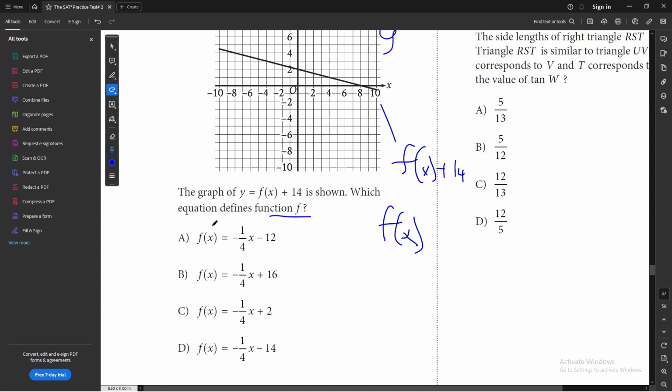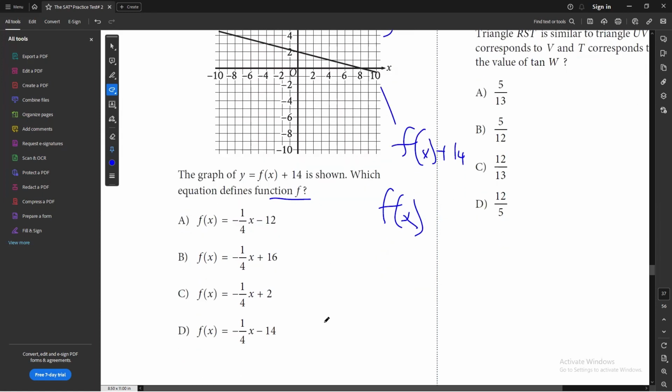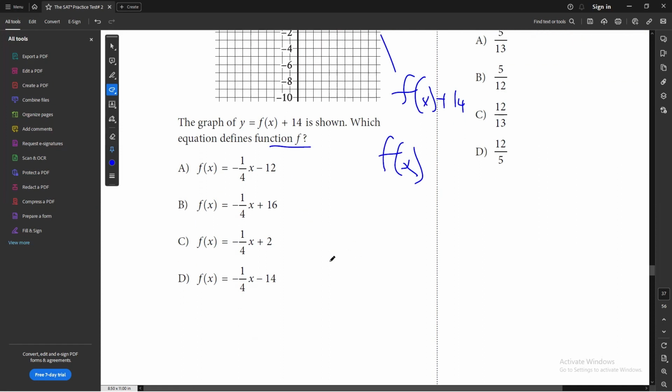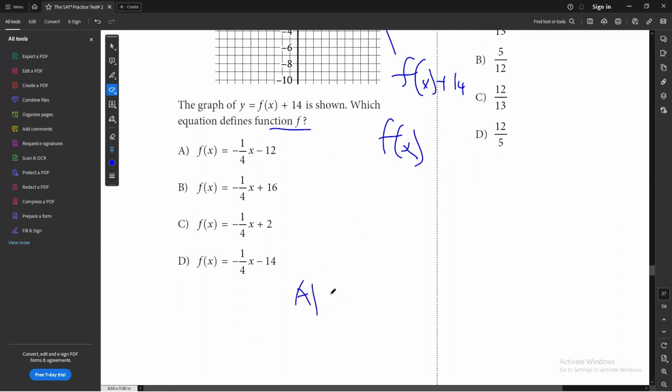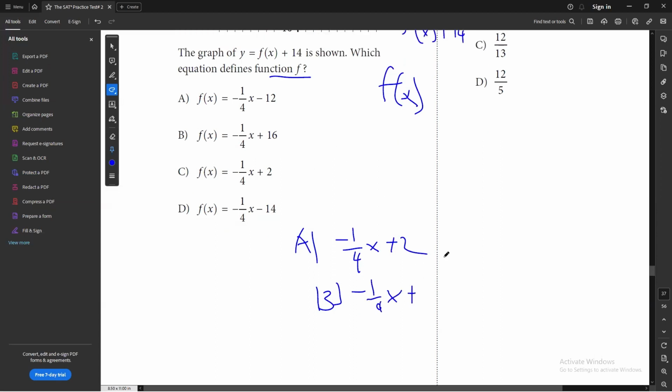You don't need to use answer choices. You can just draw your own graph, but I don't want to waste a lot of time here. So let's just start with answer A. A is equal to 1 over 4 x plus 2. B is equal to -1/4 x plus 14 30.